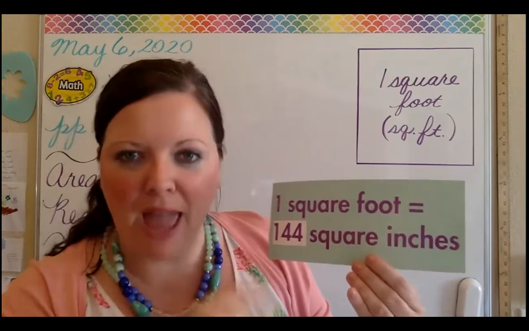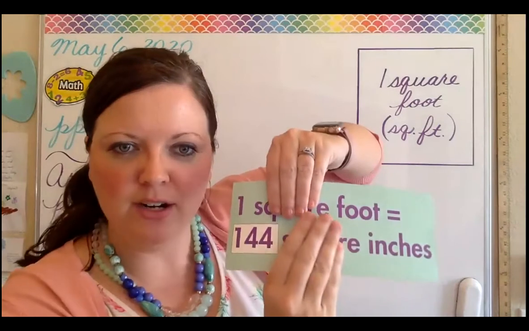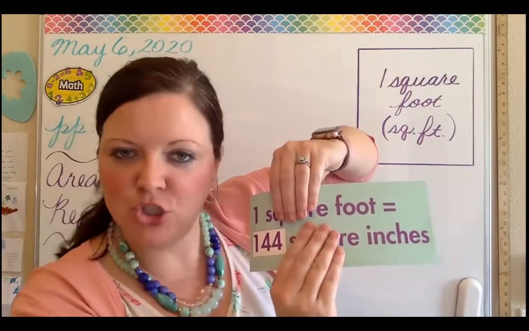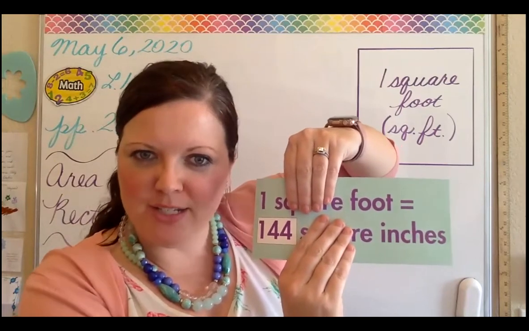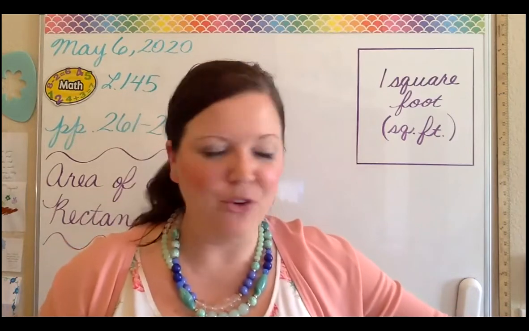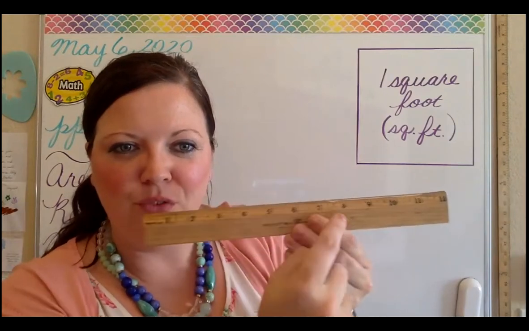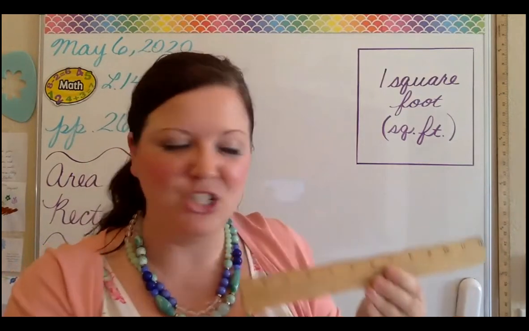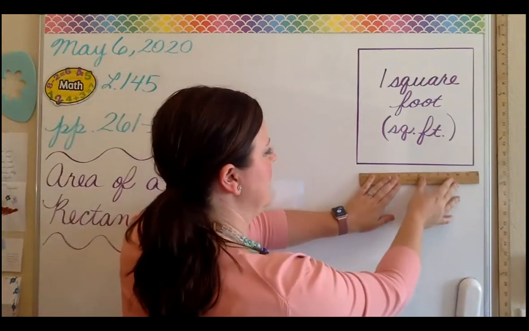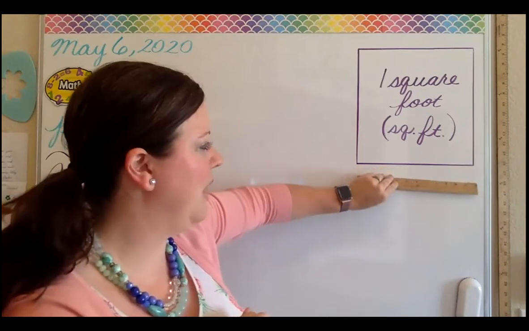Well, let's go back to what we do know. If I were to cover up this square and that square, how many inches are in 1 foot? You would say what? 12, right? There are 12 inches in 1 foot. I happen to have my ruler right here with me. 1, 2, 3, 4, 5, 6, 7, 8, 9, 10, 11, 12. 12 inches in 1 foot. And when I went to measure this, that's exactly what I did. I measured out 12 inches or 1 foot.